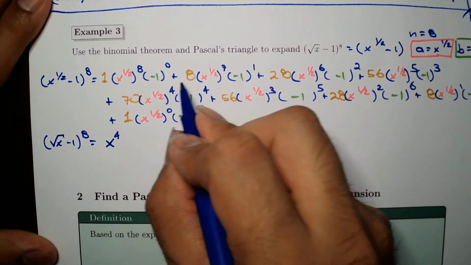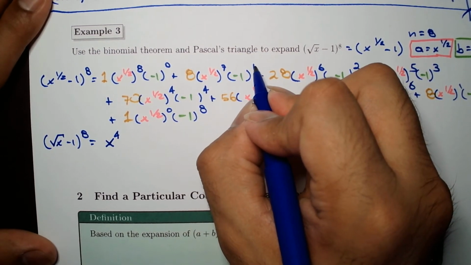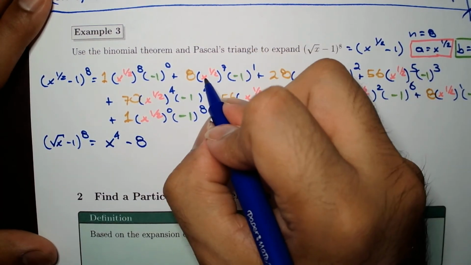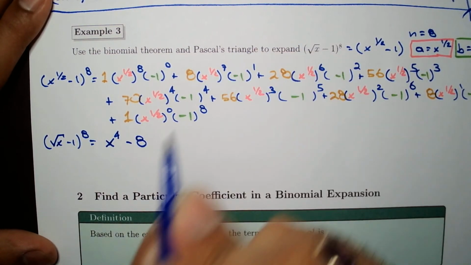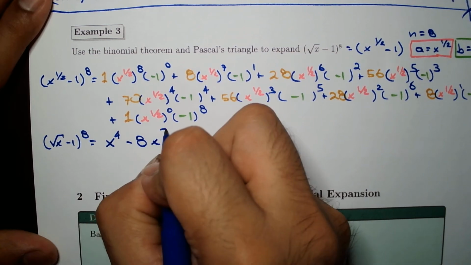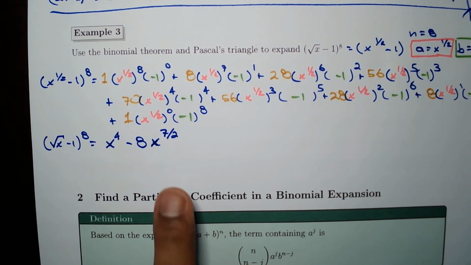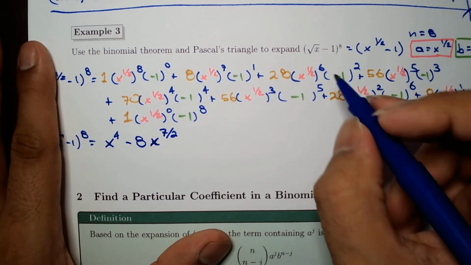And then over here, be careful. Negative 1 to the first power is negative 1 times 8 is negative 8. And then x to the 1/2 times 7, well, that's simply 7/2. No need to reduce any further. I mean, these do not go evenly.